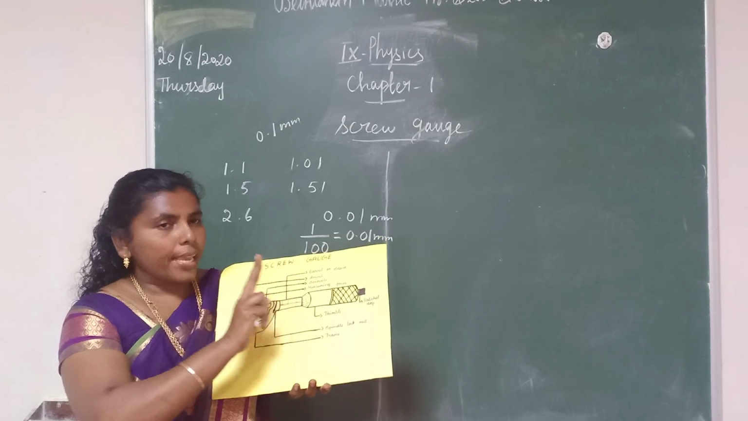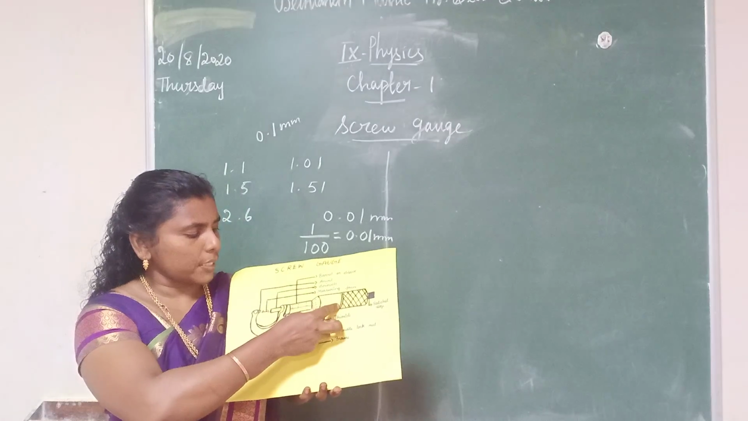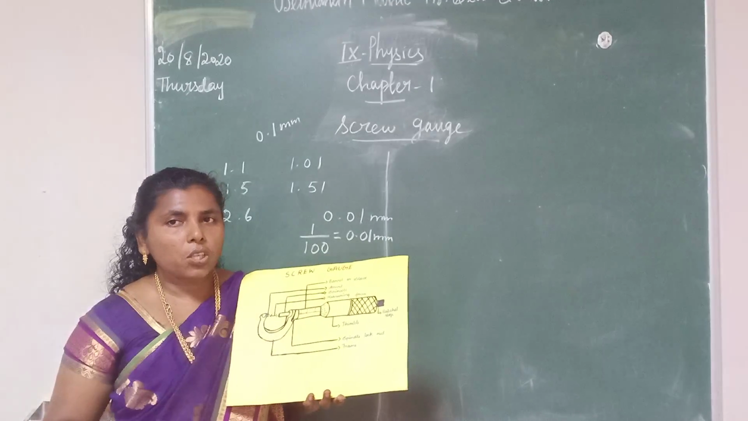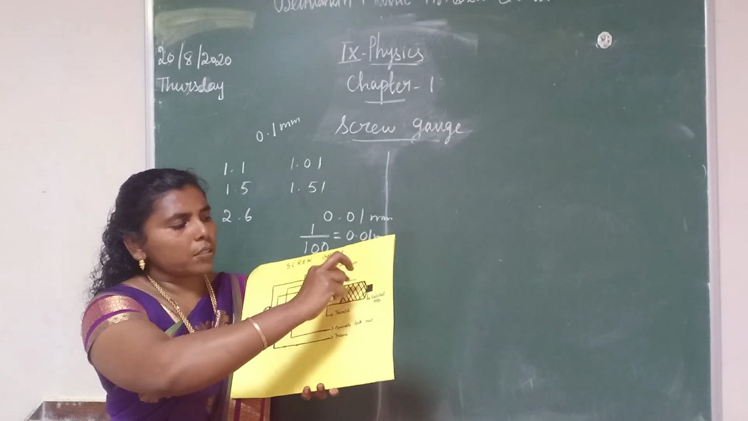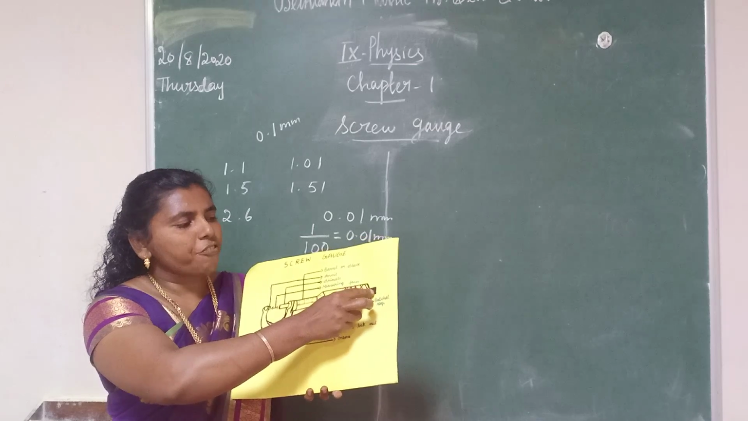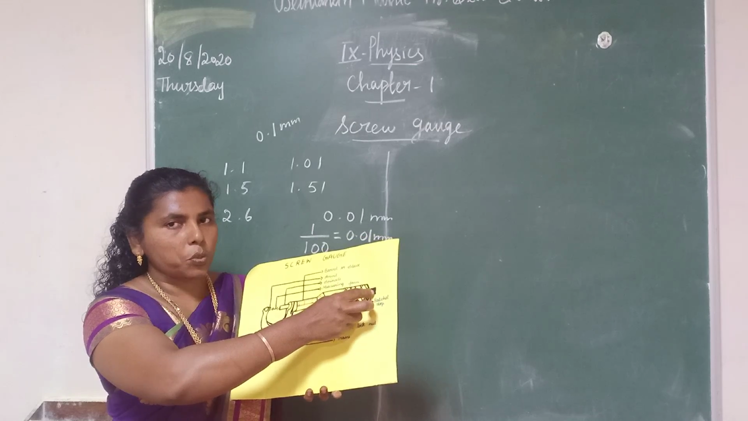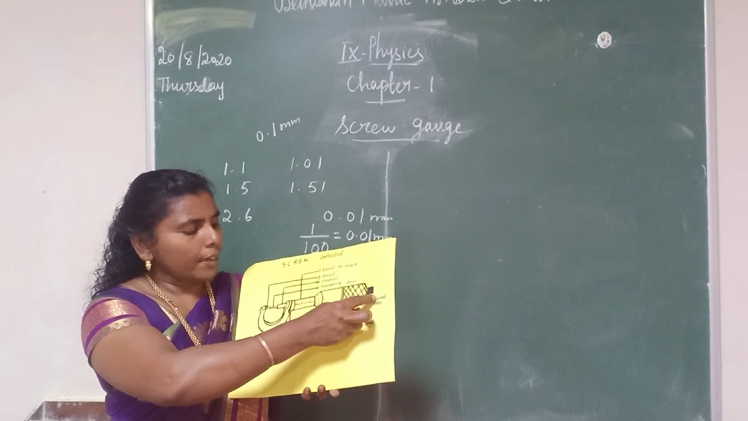The two scales we are using in the screw gauge are the pitch scale and the head scale. The head scale consists of 100 divisions. At the end of this head scale, a ratchet arrangement is there. That is a safety device for the user who is using the screw gauge. The safety device is the ratchet.